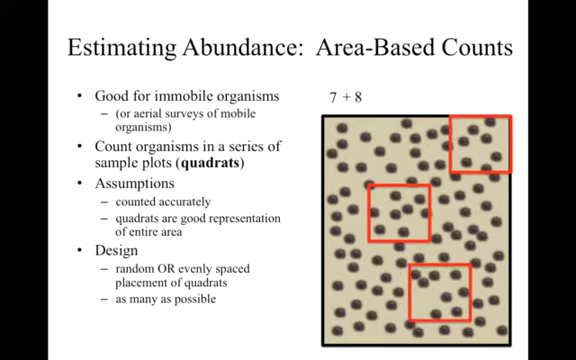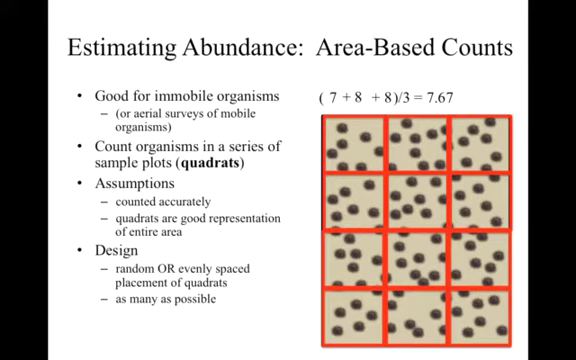And I throw down another quadrat and I get 1, 2, 3, 4, 5, 6, 7, 8. 8 in that one. So on average, if I average over my 3 quadrats, I find that there's about 7.67 urchins per quadrat.